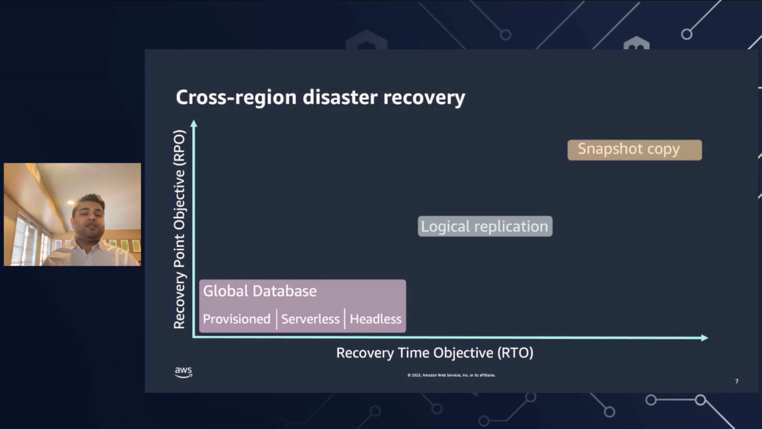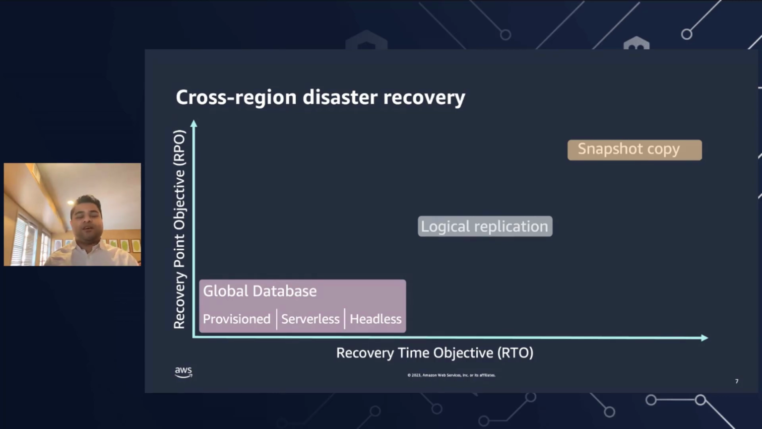Another option is that you could set up logical replication from your primary database instance to other database instances across regions. However, with logical replication, especially in cases of high throughput, you could end up impacting the performance of your primary database instances. You would also be responsible for setting up and managing logical replication across regions and across multiple instances.